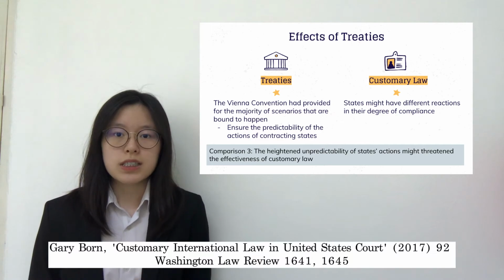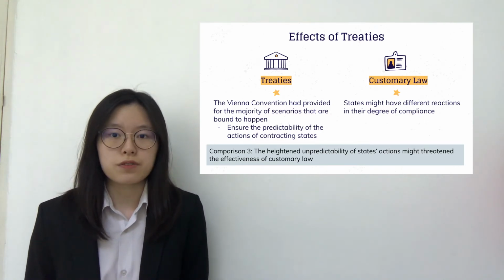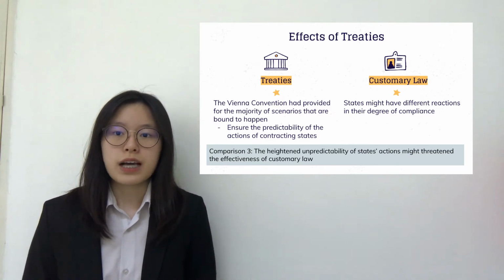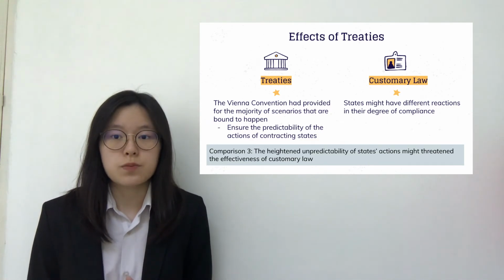Even so, modernists and revisionists have argued about whether customary law should be given the status of federal law. This is supported by Gary Bond in his journal article. Therefore, the heightened unpredictability of states' action might threaten the effectiveness of customary international law.